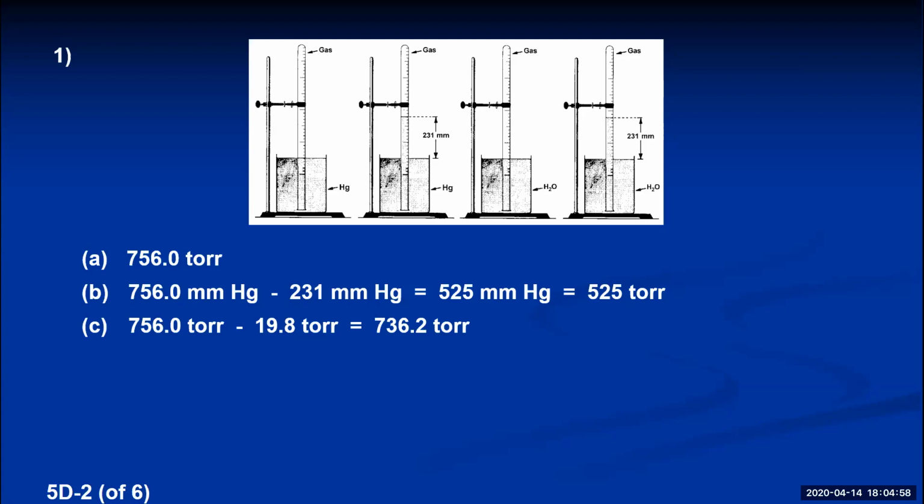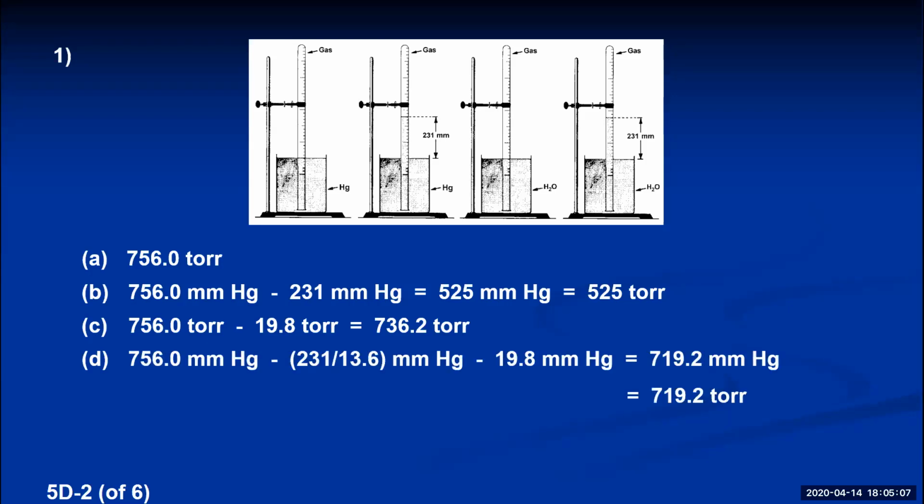Additionally, the water has evaporated into the eudiometer, so some of the pressure in the eudiometer is due to water vapor, and so that must be subtracted also. So making both corrections, the pressure of the dry hydrogen gas is going to be 756.0 millimeters of mercury, minus the difference in levels divided by 13.6 to convert it into millimeters of mercury, minus the water vapor pressure of 19.8 millimeters of mercury or torr, and that will give us the pressure of dry hydrogen gas of 719.2 millimeters of mercury, which is exactly equal to 719.2 torr.